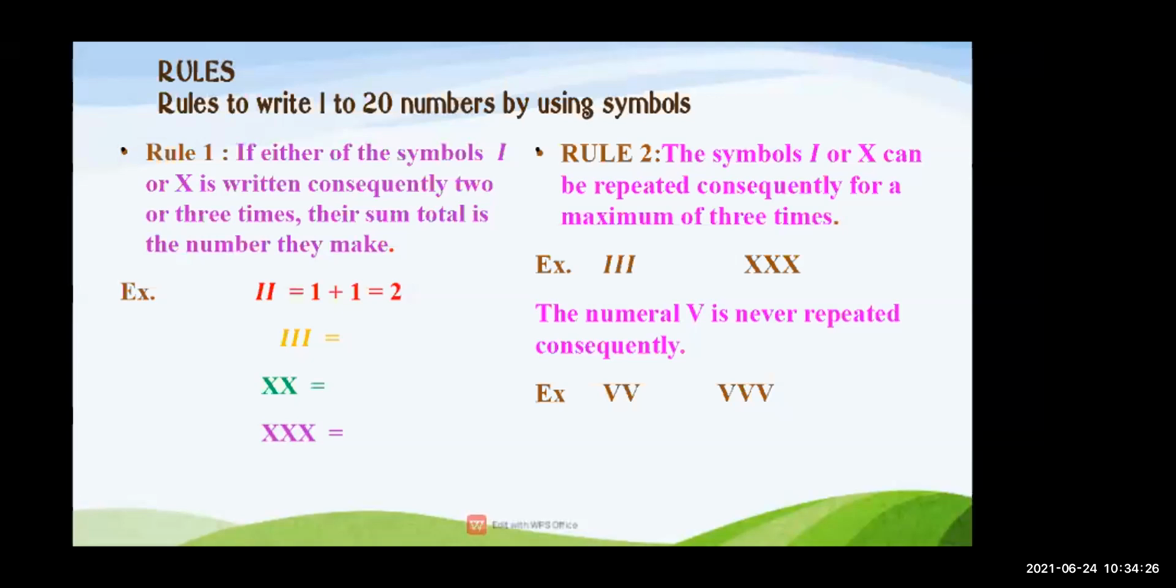You can see over here in this example. See in this first example, I is written. I means 1, another I means 1. So 1 plus 1 is what? 1 plus 1 is 2. Now the second example I have written over here, that is I.